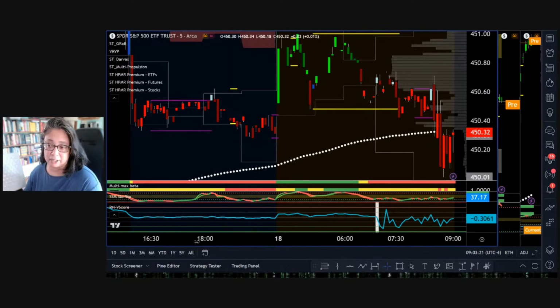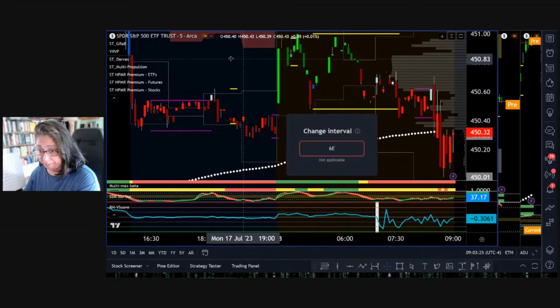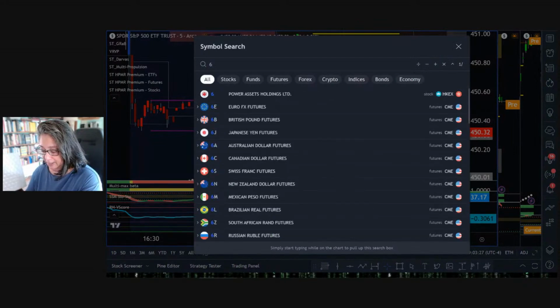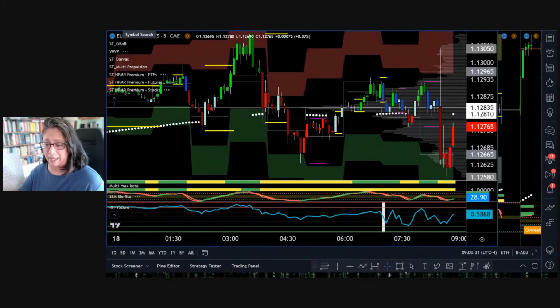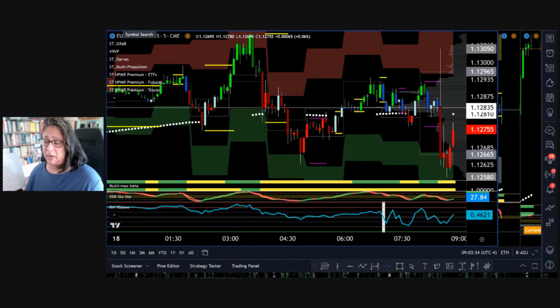Three places I'll look. S&P, right? I'll also look at the 6E, which is the easiest and frankly the most accessible way to look at the dollar, right? If you're looking at the 6E, you're looking at the Euro futures, which is the most unfiltered way to look at US dollar strength or weakness.